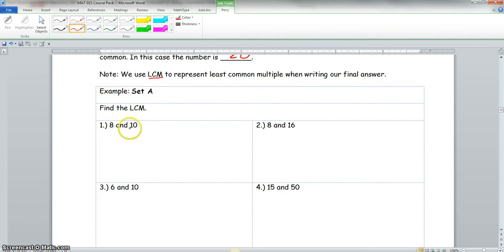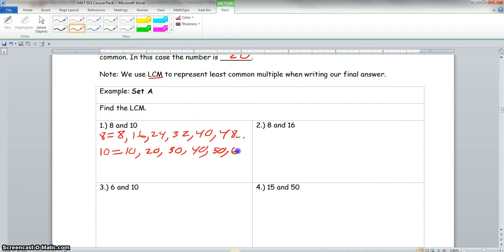Now it says find the least common multiple of 8 and 10. Okay, we could do it like this. Let's do the first 6 multiples of 8. We have 8, 16, 24, 32, 40, and let's say 48, and we'll put some dots here. Now we will do the same for 10. The first 6 multiples of 10: 10, 20, 30, 40, 50, and 60. And the least common multiple we have of these two numbers is 40. So your LCM is 40.